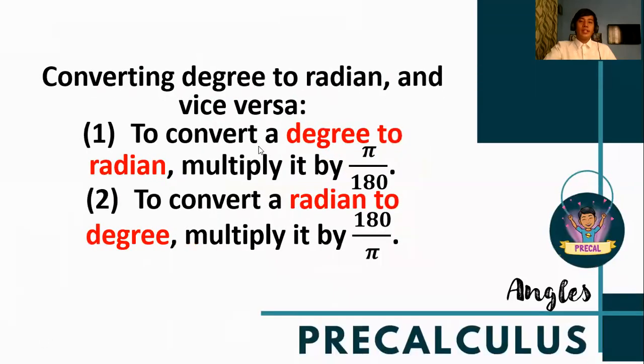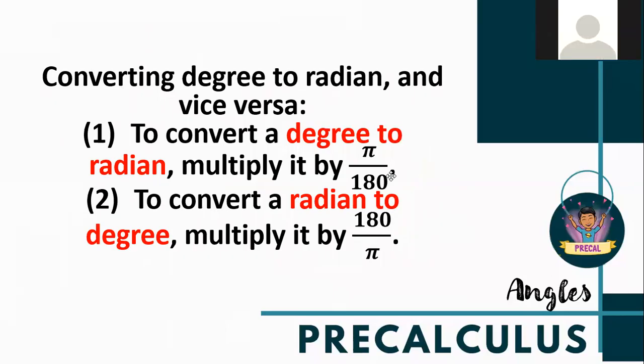So how do we convert a radian measure to a degree measure and vice versa? Here are the steps. To convert a degree to radian, we simply multiply by pi over 180. And to convert a radian to degree, we multiply it by 180 over pi. Let's have illustrative examples.